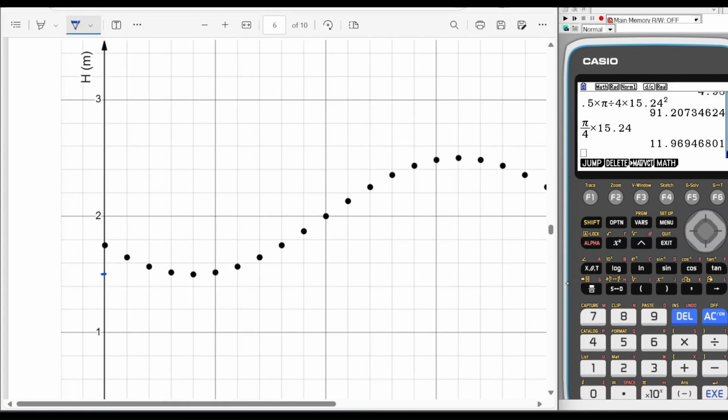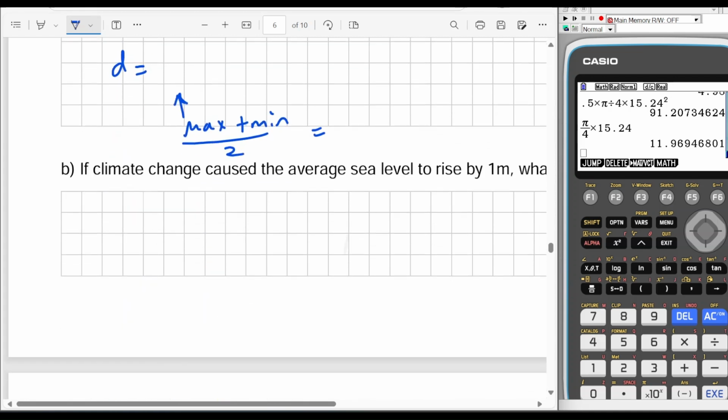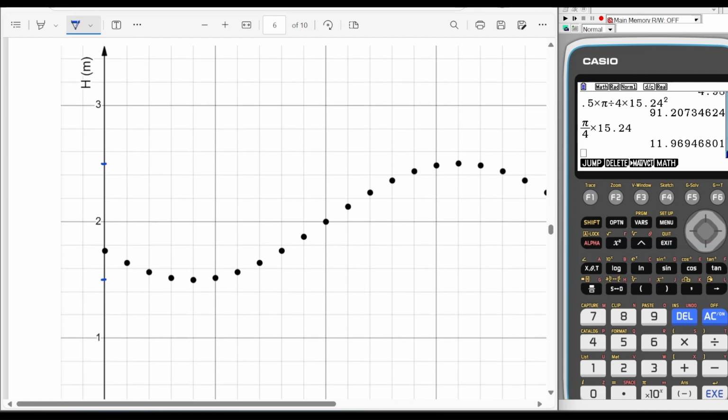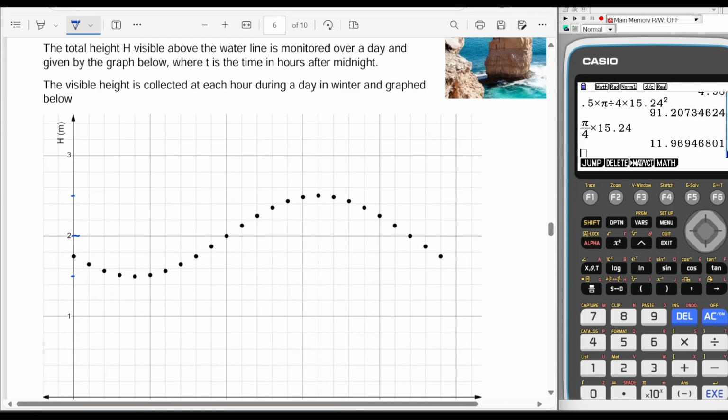to 2.5, about that. So you can go 1.5 plus 2.5 all over 2. So that is 4 over 2, which is 2. Now that's the way you can do it with the formula if you want, or you can just look at the graph. The center point, that's y equals 2. It goes through the center of the graph exactly, and that's your d value.